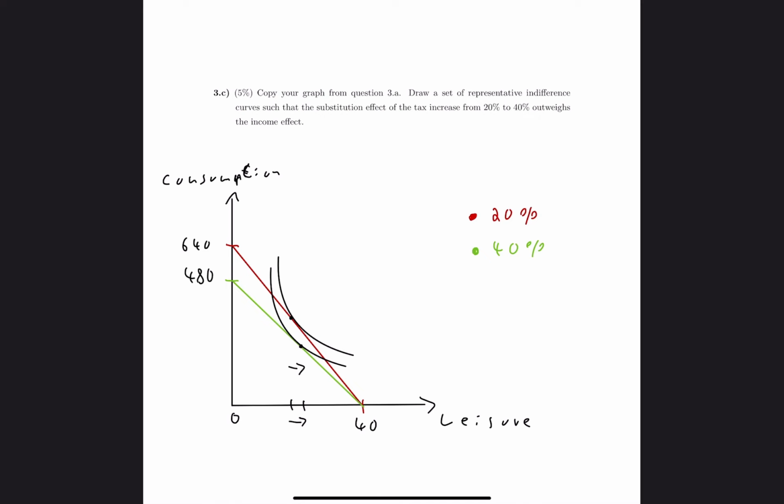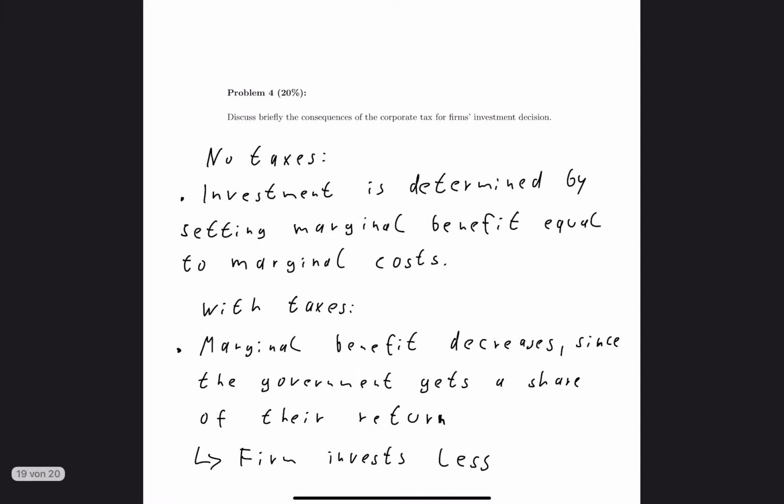The reaction of consumers with respect to their consumption of this good differs depending on whether it is perceived as a normal, other, or inferior good to them. And yes, this finishes this exercise and brings us to the last exercise.